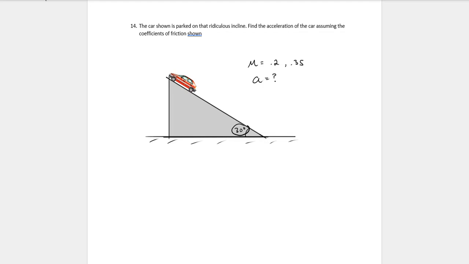I'm making this one to help you out with number 14 in your Unit 2 homework. So let's see, find the acceleration of the car assuming the frictional coefficients shown, 0.2 and 0.35. All right, so this is a fairly stereotypical Newton's second law type of problem. I would like to add that you shouldn't park on that steep an incline, but anyway, not relevant for the problem.